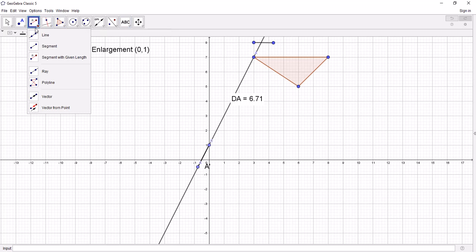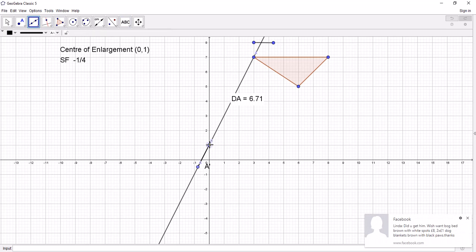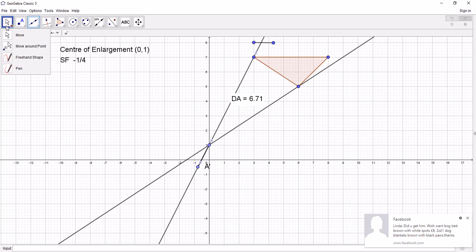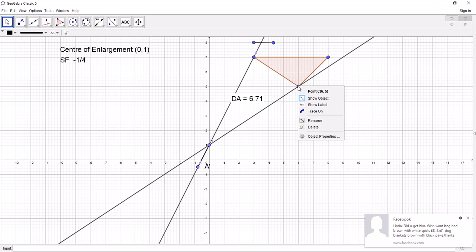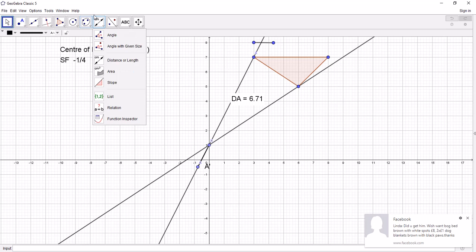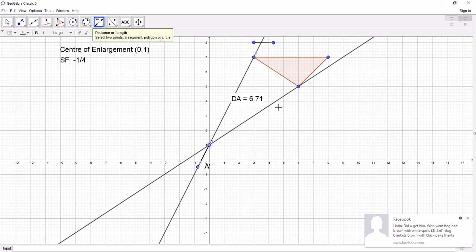Okay, next one, repeat the same system. Let's draw a line from one point to the other. This one was originally called point C, I think. Yeah, show label, there we go. Now let's measure the distance between D and C, and that's 7.21. Now we're going to find 1/4 of 7.21, and that's going to give us 1.8025.